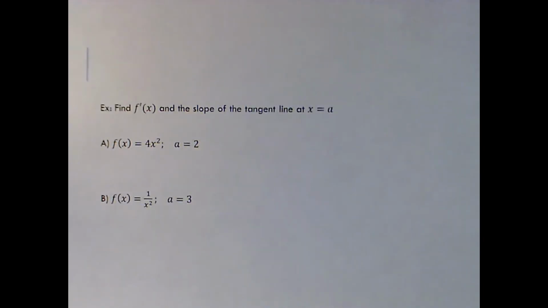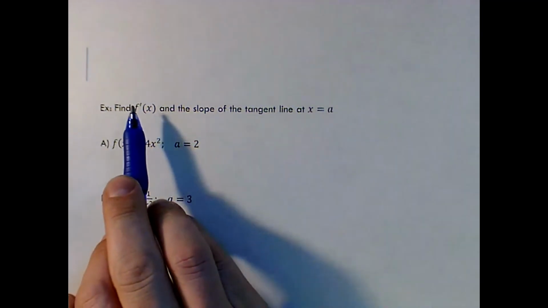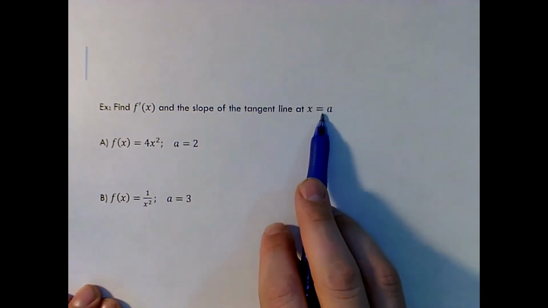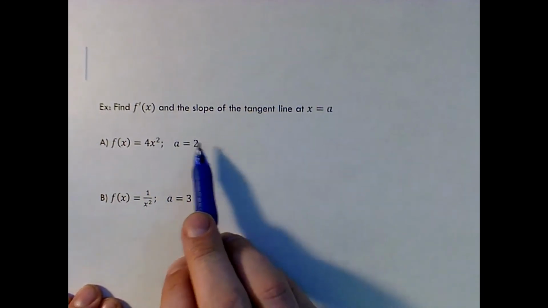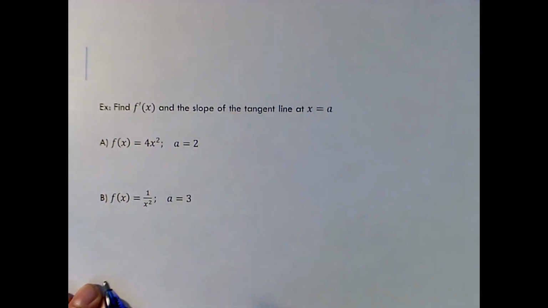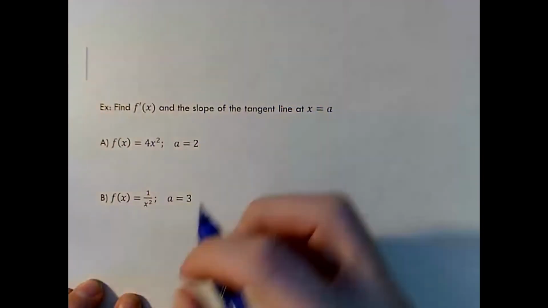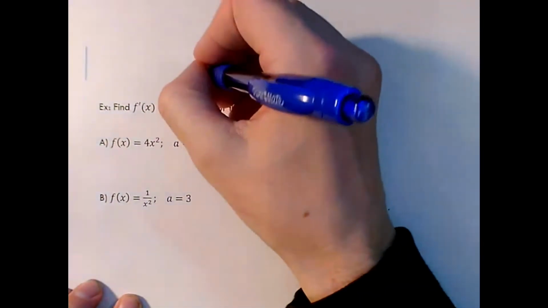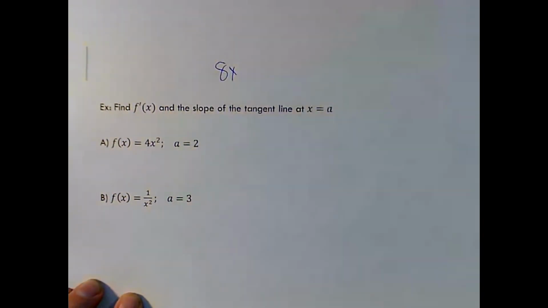My job is to find f of x, f prime of x, and the slope of the tangent line at x equals a. Now, this is not the equation of the tangent line, which is what we just did in the last problem. So not only am I finding the derivative, at the end I'm plugging in whatever that value is. I know, and we talked about shortcuts, that that's going to be 8x. Now, how do I know that? I don't know. But let's find out.